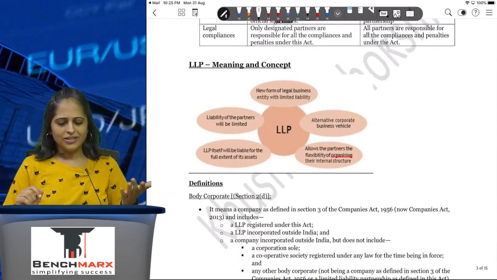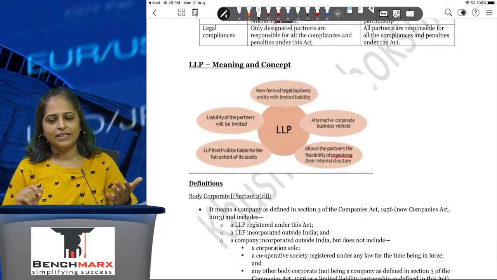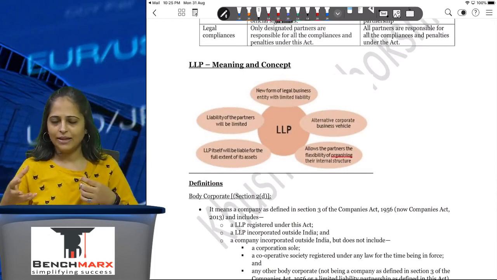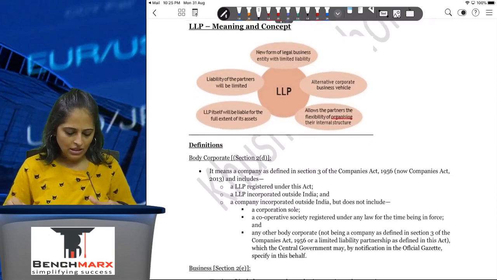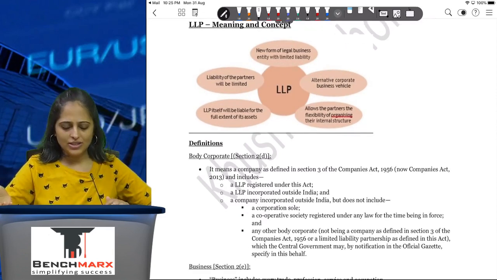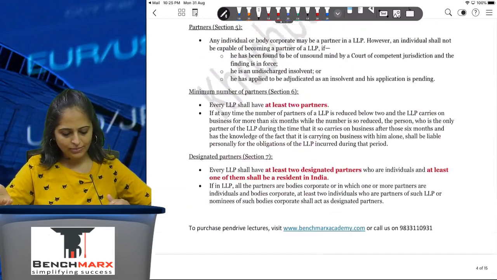Now, again, what is the meaning and concept? We have already studied that it's an alternative business vehicle which can be used, which has limited liability. So all of those things are repetitive. Definitions, I am not going to go through all the definitions. I have put them here. You can go through them.